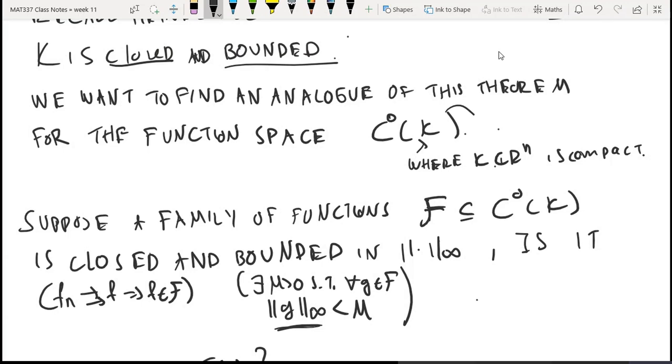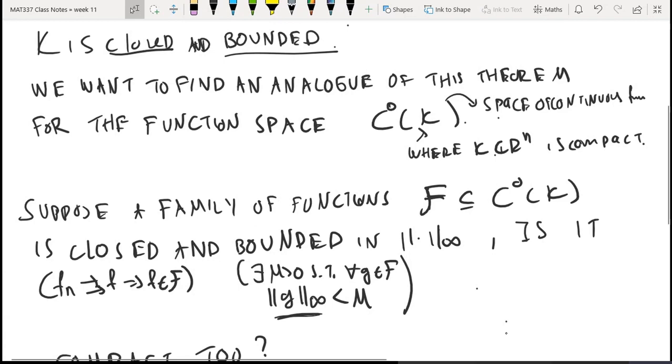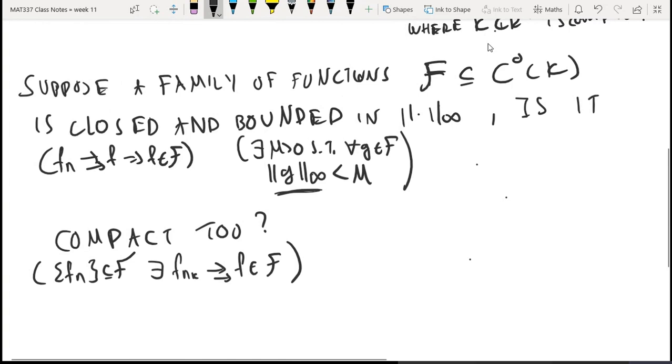So C0(K) is a space of continuous functions, and you will see a family in a second. So suppose a family of functions, by family we mean a subset, of functions is closed and bounded, is it compact as well? So the answer is no, and here's the example.